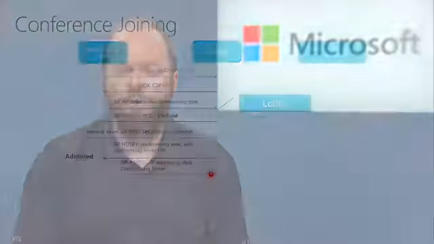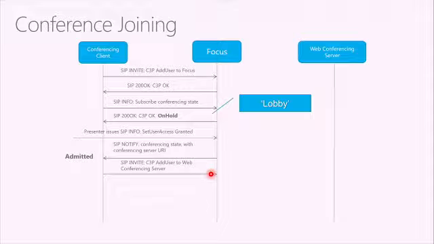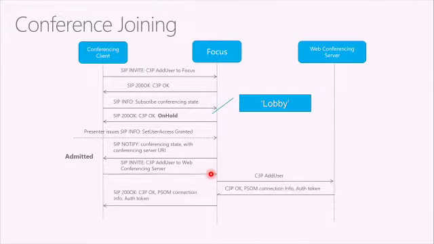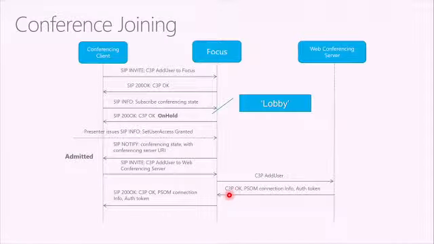And the focus will go, oh, okay, you want to get into the web conferencing session. No problem. I'll go ahead and make that request on your behalf. And he'll issue a C3P add user command to the web conferencing server itself, the actual MCU, and say, okay, Brian wants to join this particular MCU. This MCU will respond back, in this case with a C3P OK and a PSOM connection, because web conferencing uses PSOM, uses the persistent shared object model.